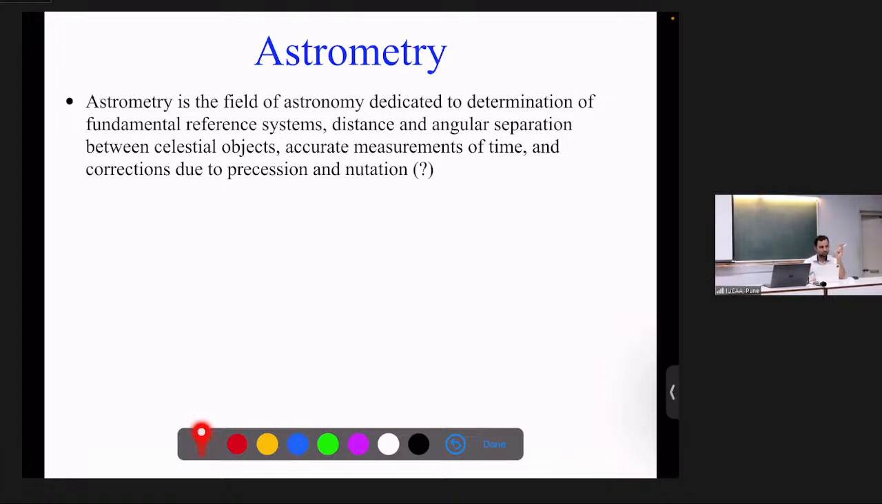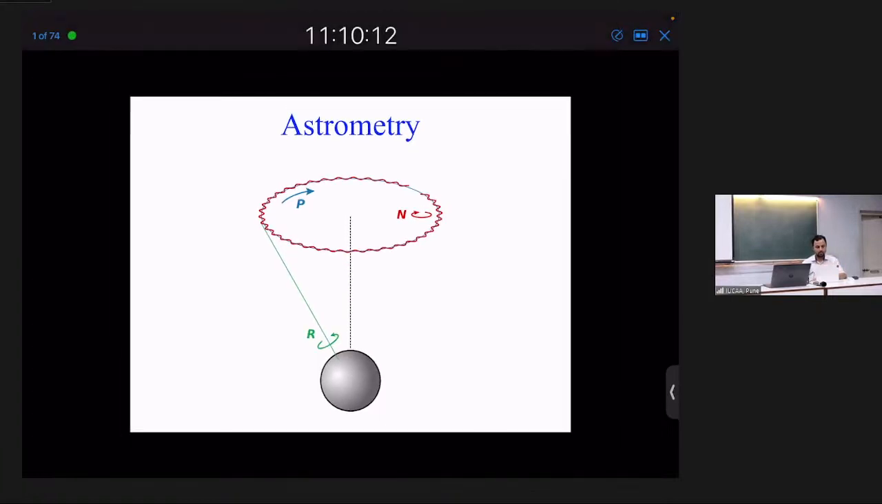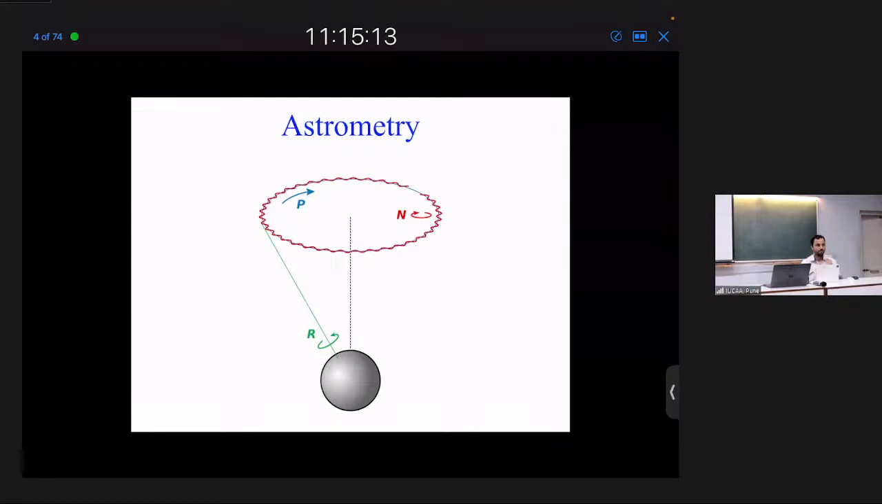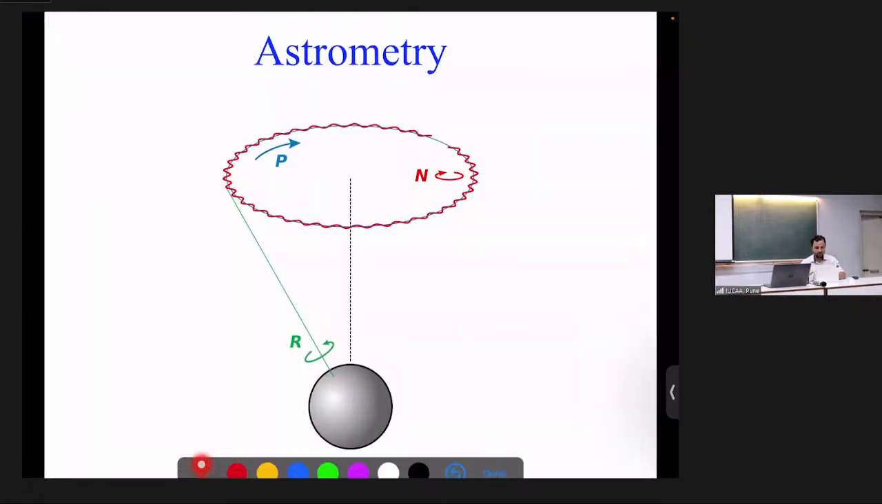Fine. So you know there are three types of motion. Earth is rotating on its own axis. Day and night happen because of this motion. This we call rotation. Along with that, Earth is also rotating around some axis. This motion is called precession. Have you seen a spinning top? You throw it, and it rotates on its own axis, but it precesses also. Fine. The nutation is this little jiggling.